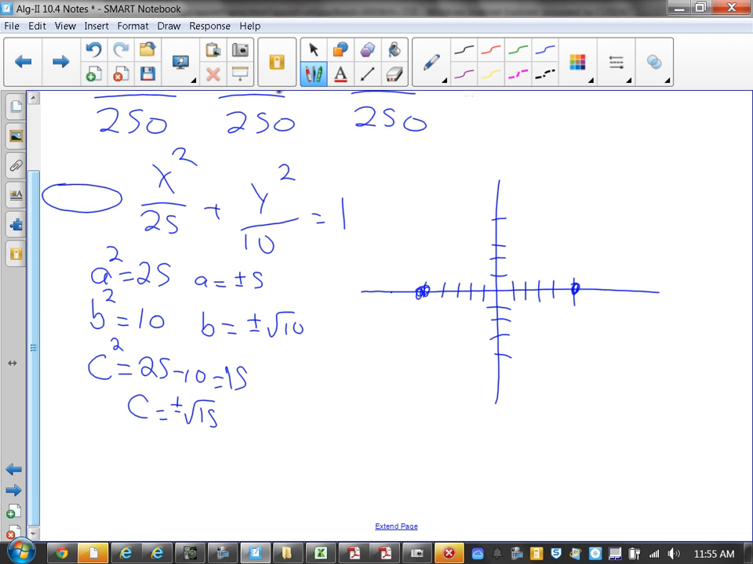Does everybody agree that the square root of 10 is a smidge more than the square root of 9? Yeah. What's the square root of 9? So the square root of 10 is a smidge more. It's like about here, and about here. Is that okay? Yes. All right.